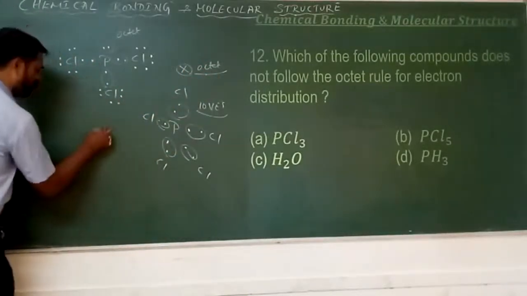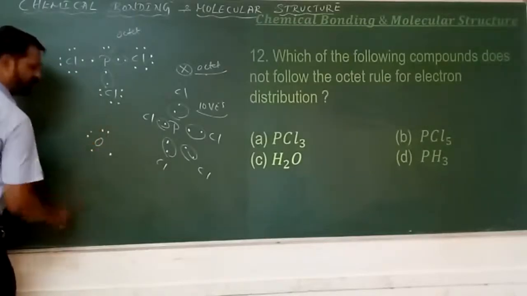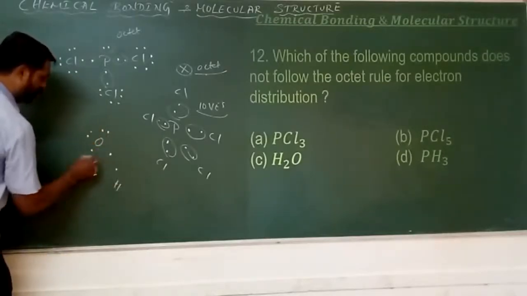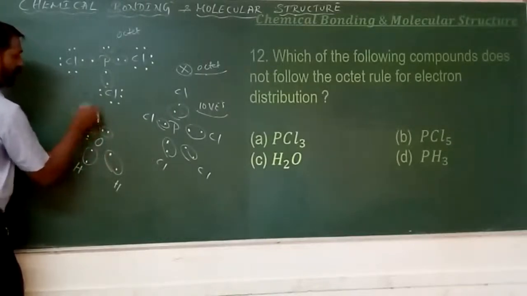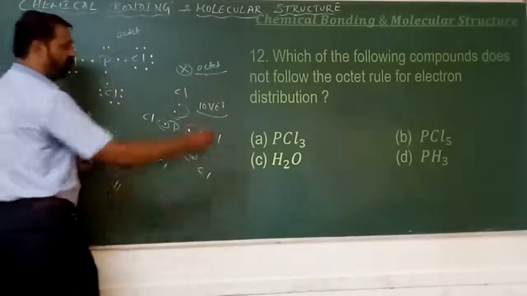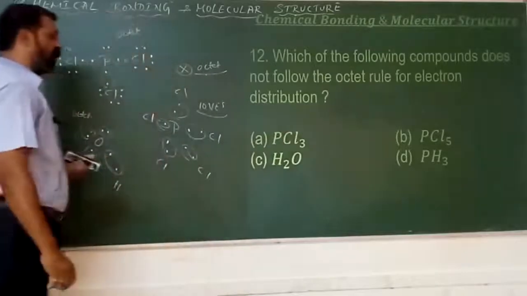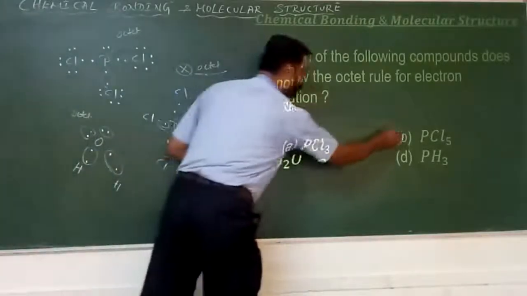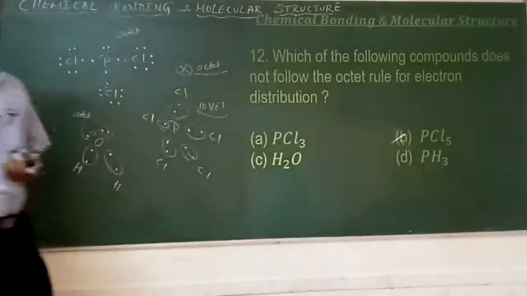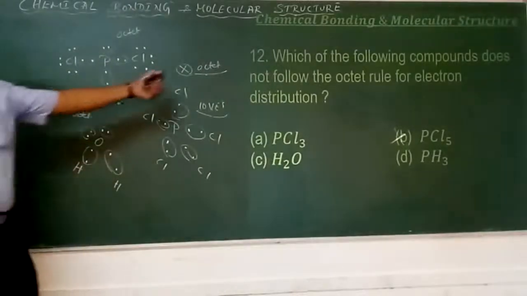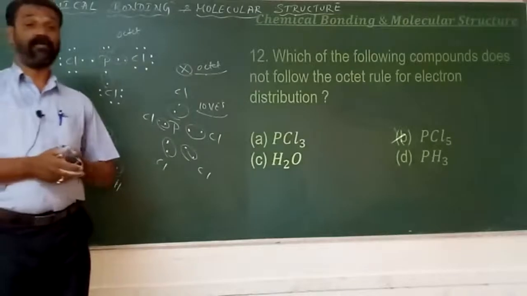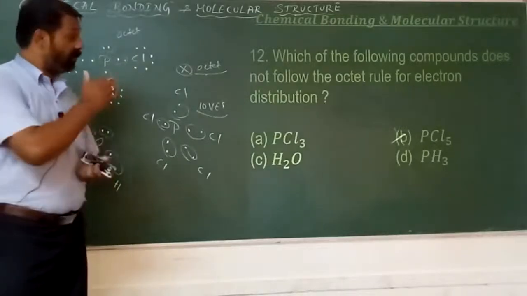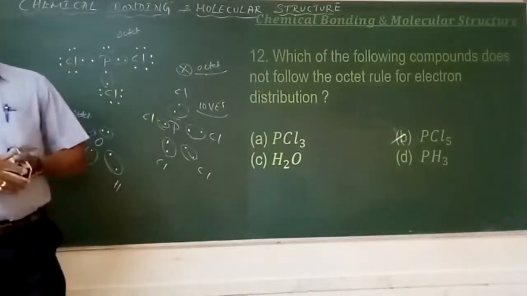PH3 is similar to the earlier one, PCl3. Therefore, all are possible but not PCl5, because it is an electron-rich species which is not applicable for the octet rule. Okay. So the rest we will discuss in the multiple choice questions in the next class. Okay?